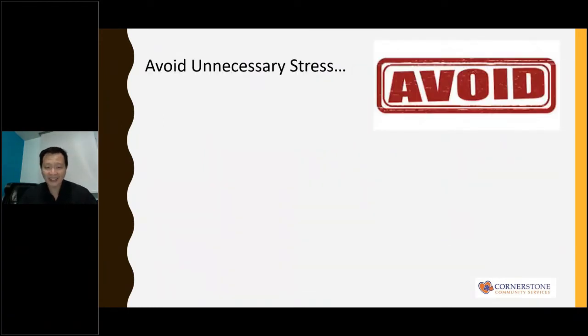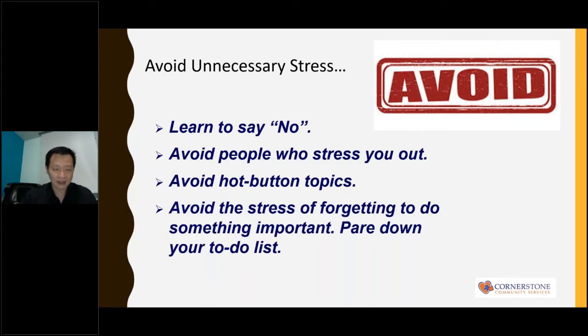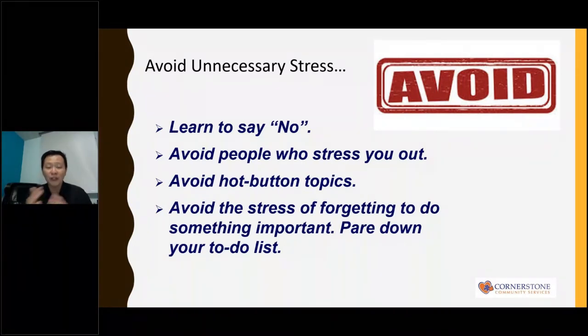So I'm just going to go through the 4 A's one at a time with you. All right, right now. So number 1, if the stress that you have described and listed can be avoided, then use the avoid technique. I'm going to run through some examples. Learn to say no. Sometimes with certain stress that we have, if only we just learn to say no, then you can cut off or reduce that stress tremendously.